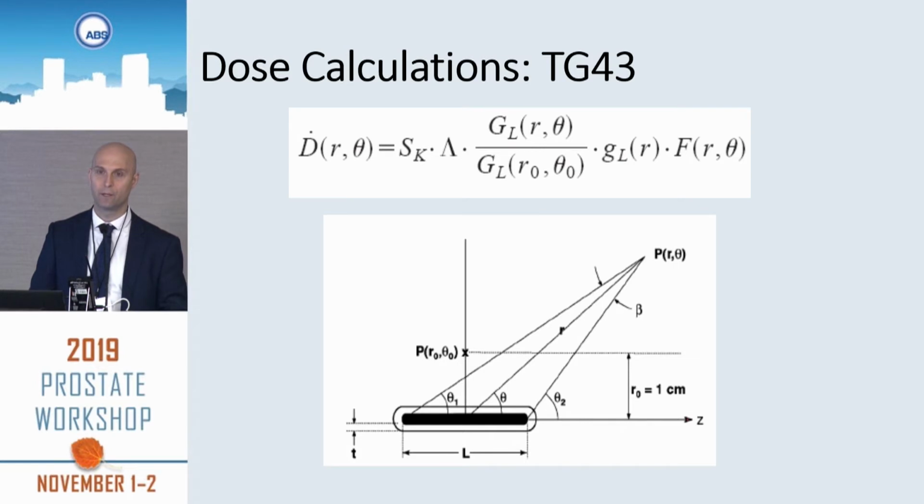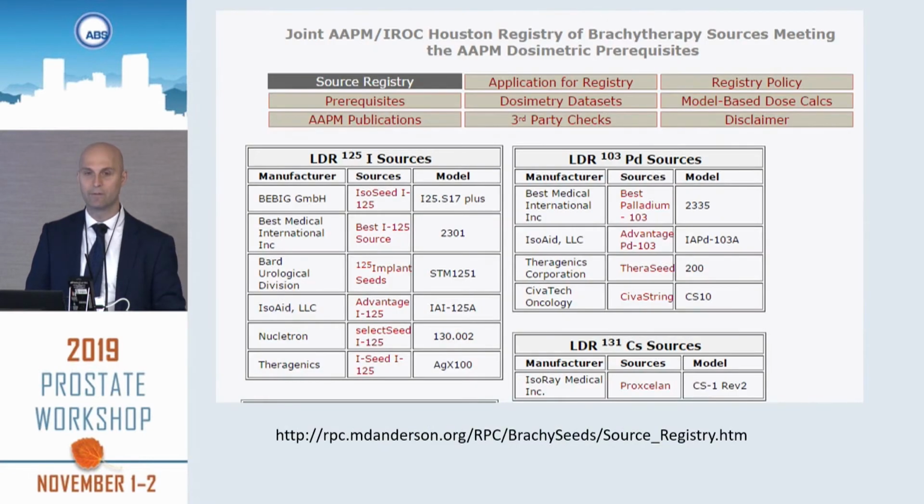Of course, TG43 is the most commonly used algorithm for calculating dose for low dose rate implants. And you can find data from TG43 from the AAPM IROC database. I would encourage the users to also cross-check their data against the primary literature, the Monte Carlo, or the measurement. That is helpful to familiarize yourself with exactly where that data comes from.